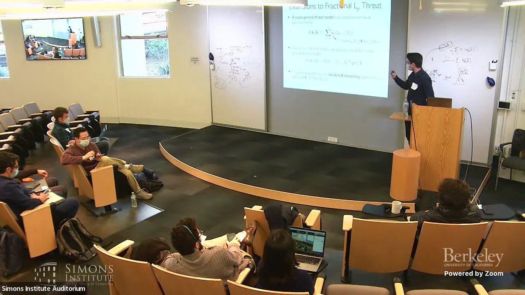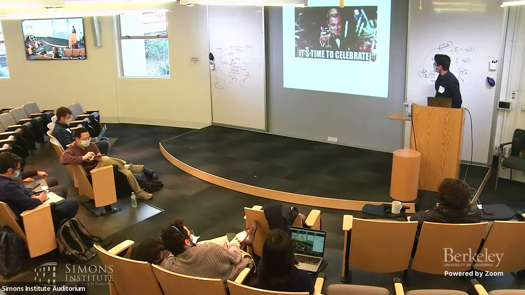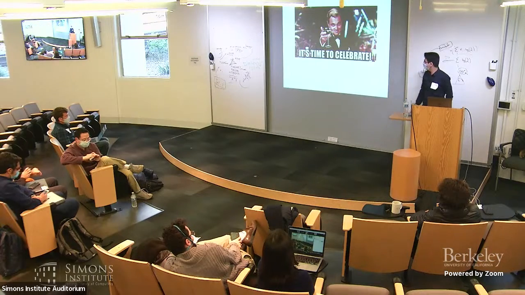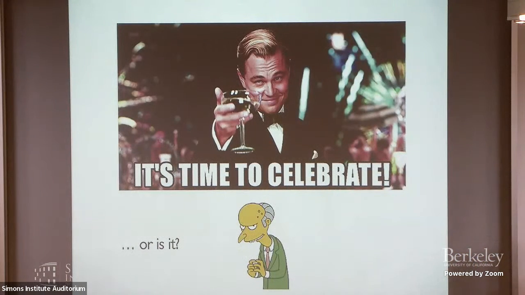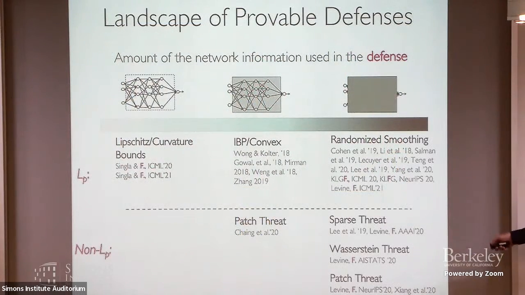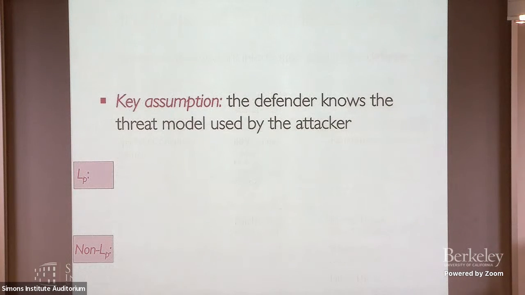All right, so we have basically improved robustness and better clean accuracy. It is time to celebrate. Or is it? Okay, so let's go back to the picture that we started with. Basically, we started with this landscape of provable defenses, but there is a hidden assumption here. And that hidden assumption is that we assume the defense knows the threat model used by the attack. In 99.9% of adversarial robustness work in the literature, this is the assumption. And this is probably the most unrealistic assumption that you can think about, because by definition, the adversary is not a nice person. You can't ask the adversary, oh, my defense is for L2, please don't use other threat models, right?